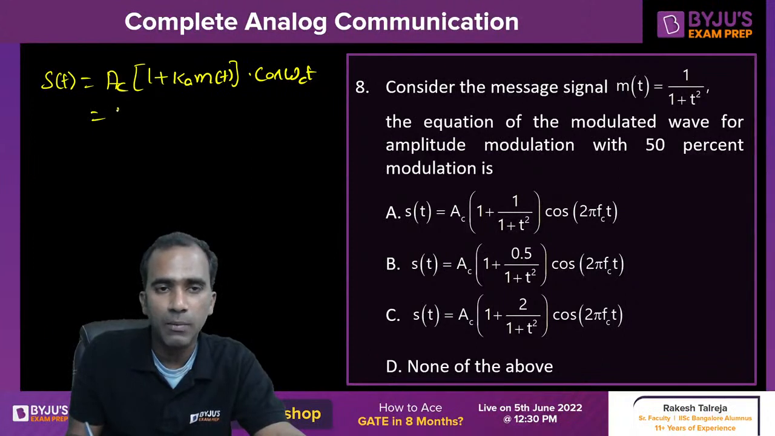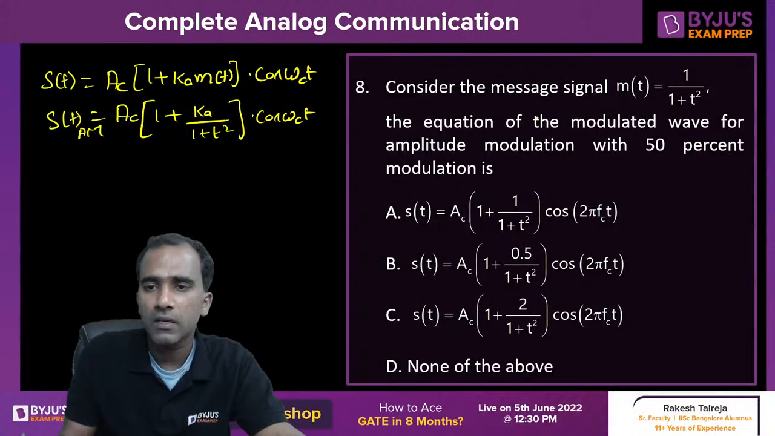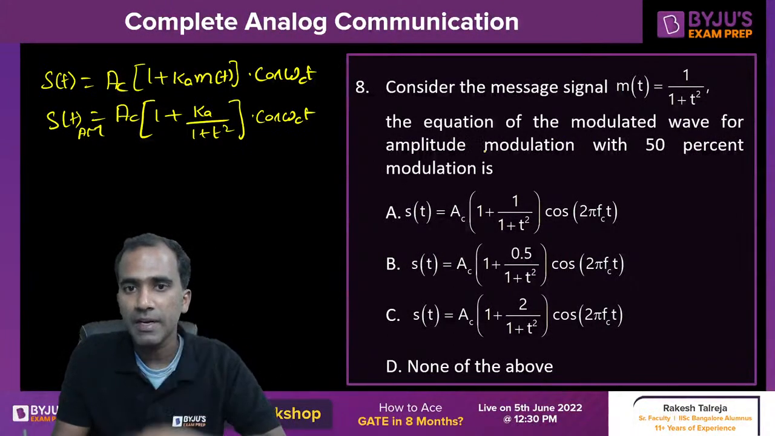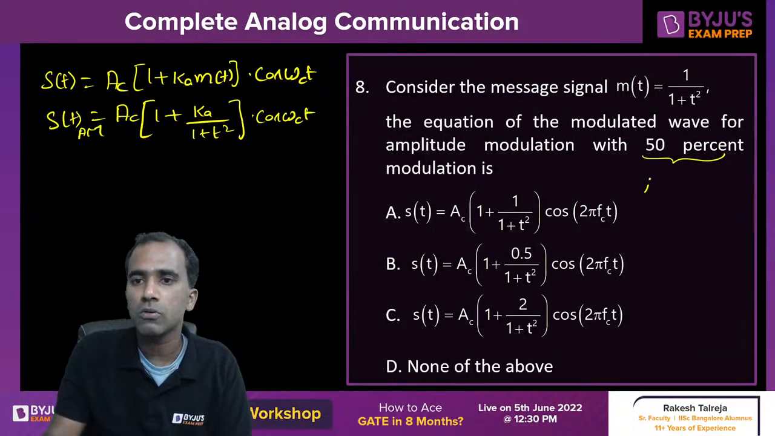And what is given about the message? It is 1 plus Ka into m of t is 1 by 1 plus t square. I'm substituting the message equation here into cos omega ct. So what do we want here? The equation of modulated wave for amplitude modulation with 50% modulation. So they have given us the mu value also. Mu is given as 0.5.